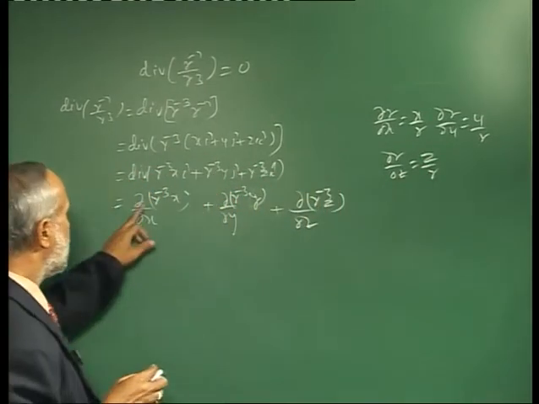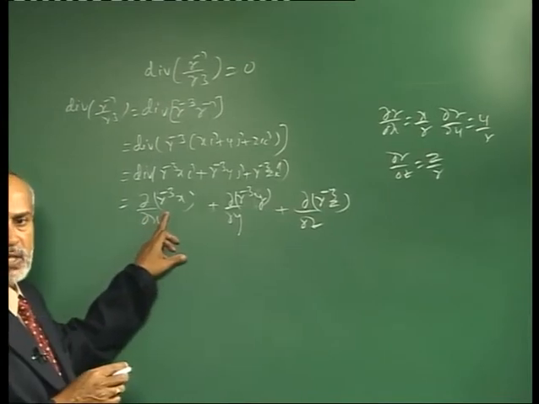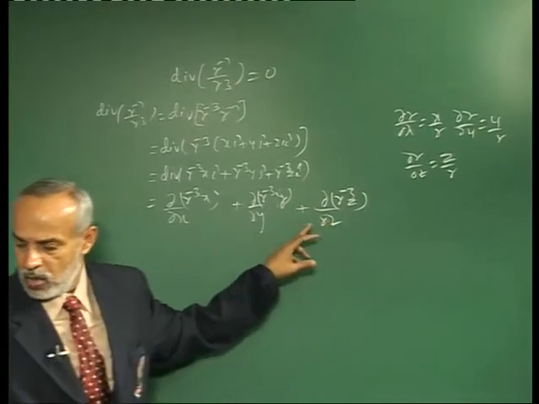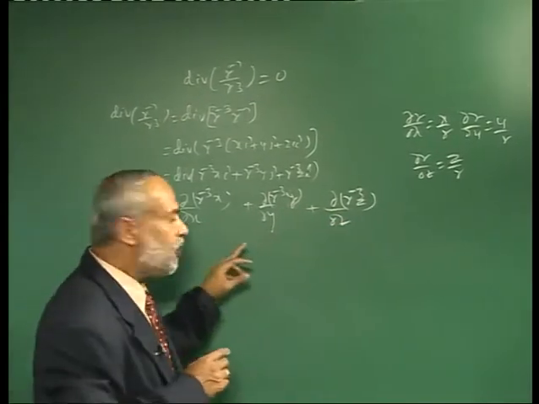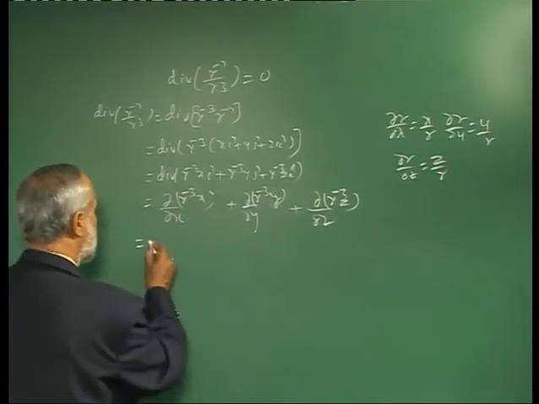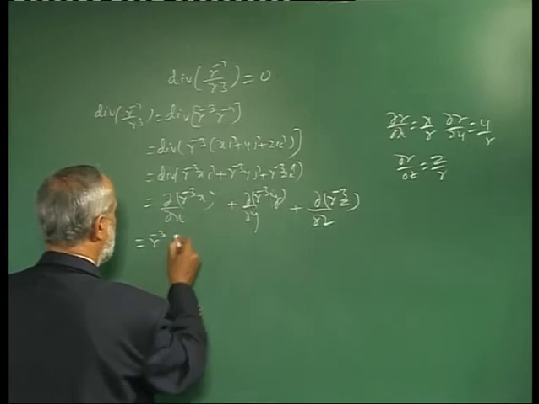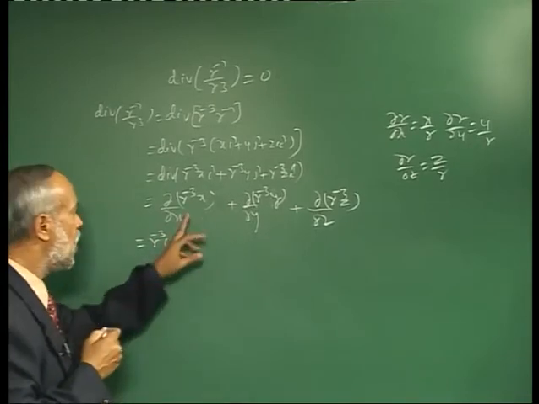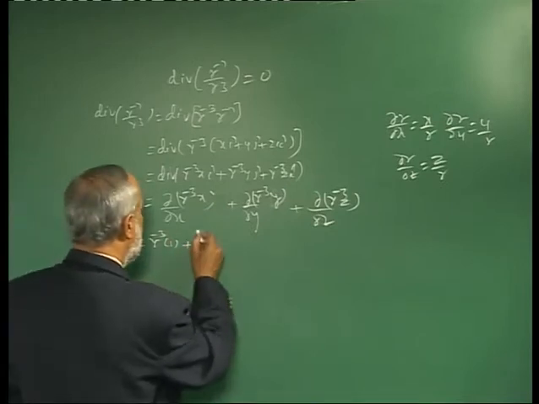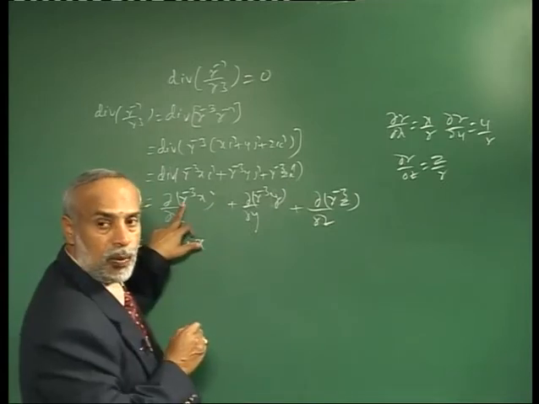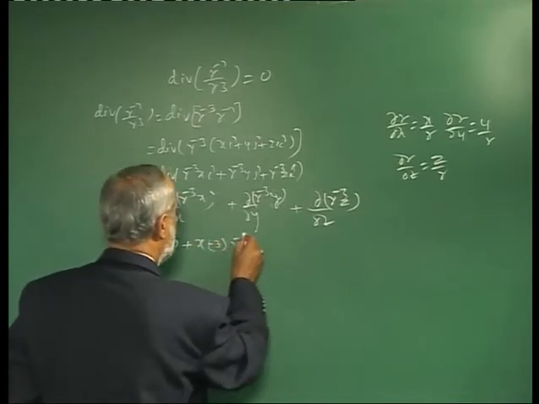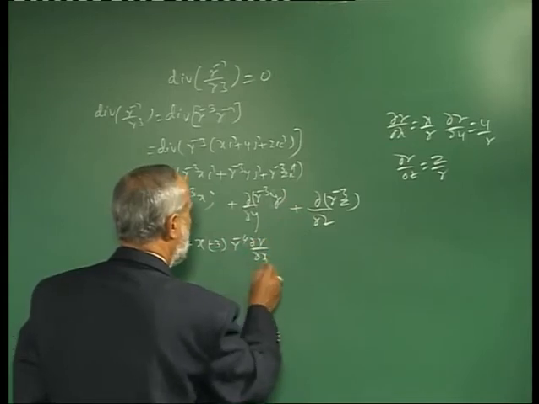Here differentiating partially with respect to x this term, here with respect to y, and this with respect to z. Then differentiating with respect to x, this is the product of two functions: r to the power of minus 3 into the derivative of x, which is 1, plus x into the derivative of r to the power of minus 3, which is minus 3 r to the power of minus 4 into ∂r/∂x.